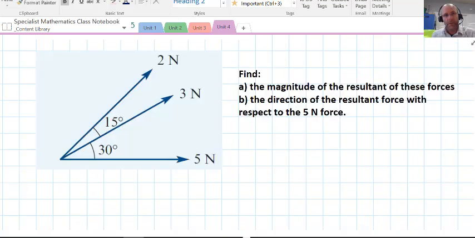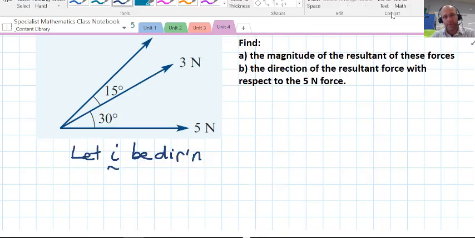Okay, from a different angle, oh, that's a pun. There you go, that snuck up on me. We're looking at this force system here, and we have to do two things: A, find the magnitude of the resultant of these forces, well, that's familiar work, and then B, the direction of the resultant force with respect to the 5 Newton force. Now this one's not using the vector projection formula, it's using a different approach here.